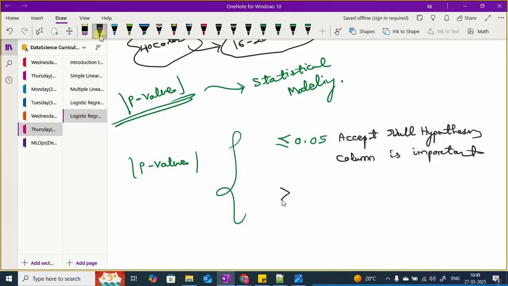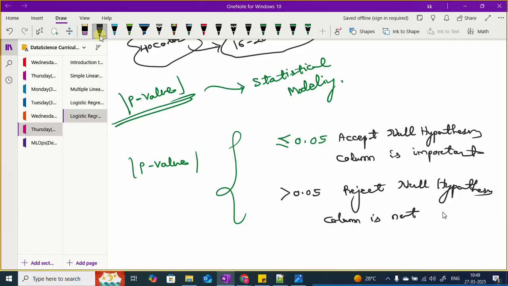If it is greater than 0.05, then reject the null hypothesis and that column is not important. Clear, guys? Any doubts so far? The column is not important.